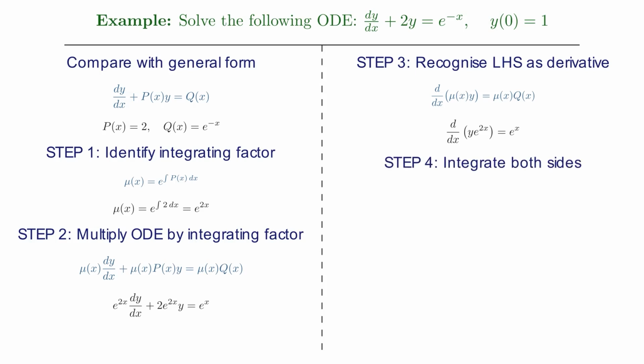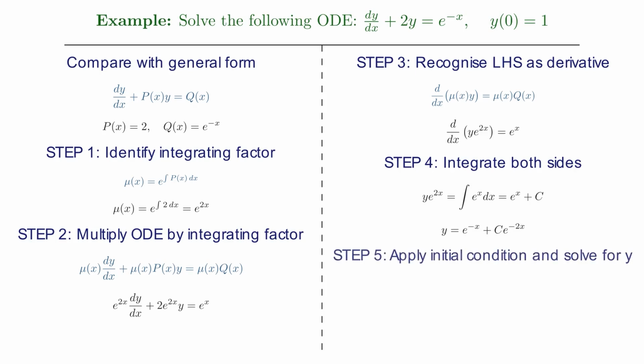On the left-hand side, the integral will cancel with the derivative, leaving us with y e^(2x). This is equal to the integral of e^x dx, which is still e^x plus c. Dividing by that integrating factor, e^(2x), this gives us y = e^(-x) + c e^(-2x).